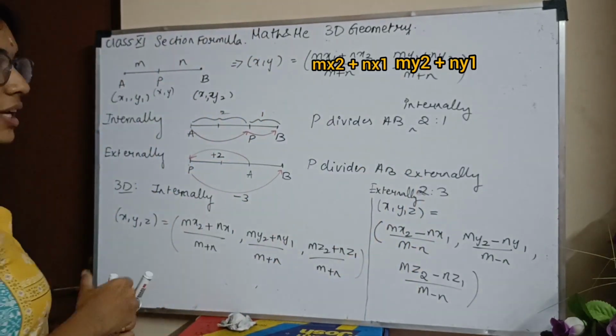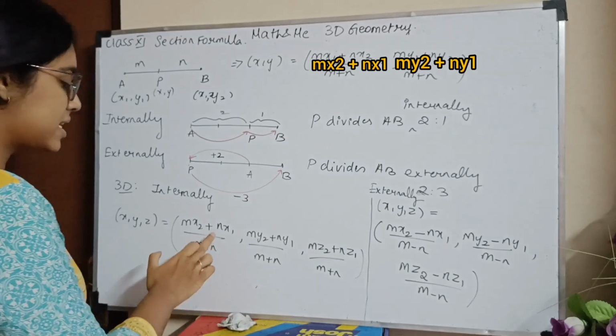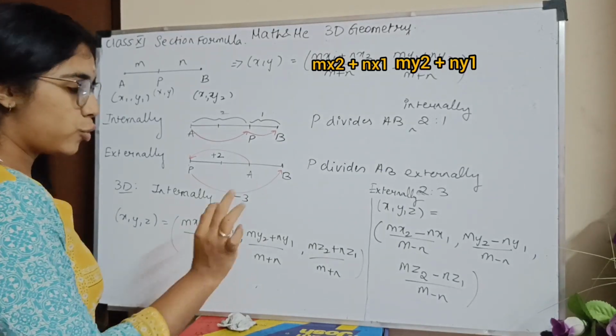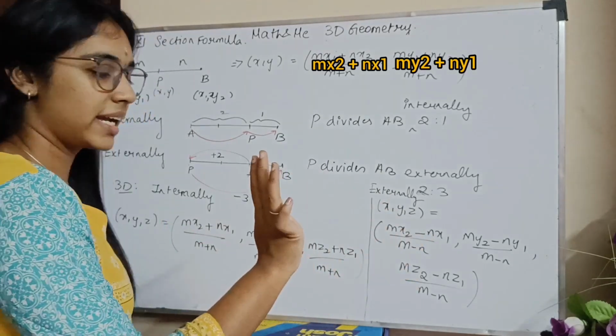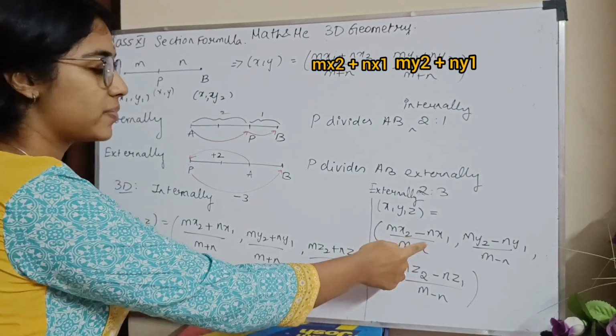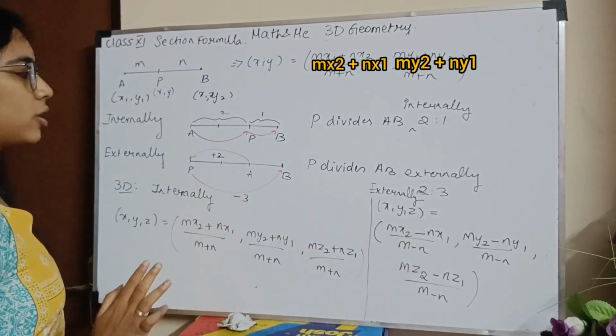So this formula is for externally. The only difference is that in the internal case m, n are both positive, and in the external case n is negative. That's why you have a minus. So this is the difference between the formulas.